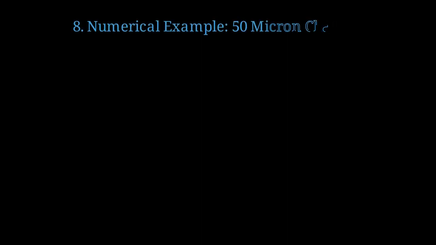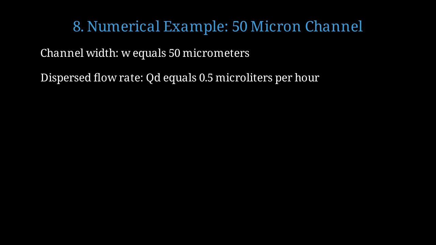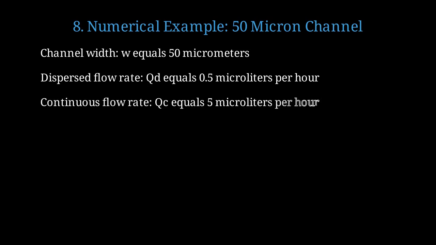Let's work through a concrete numerical example with a 50-micron wide channel. Consider a microfluidic channel with width W equal to 50 micrometers. The dispersed phase flows at Qd equals 0.5 microliters per hour. The continuous phase flows at Qc equals 5 microliters per hour. The flow rate ratio is 0.5 divided by 5, which equals 0.1.